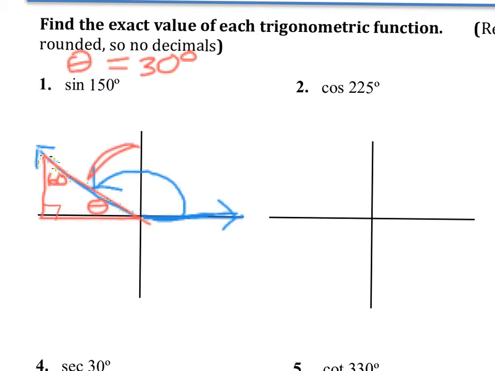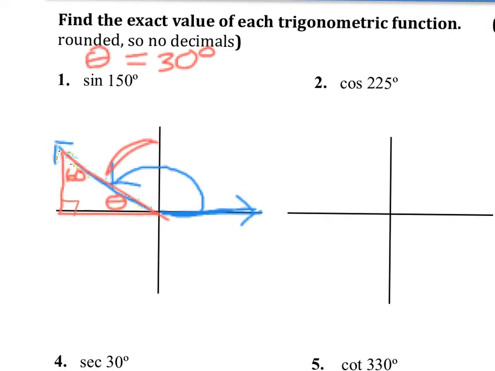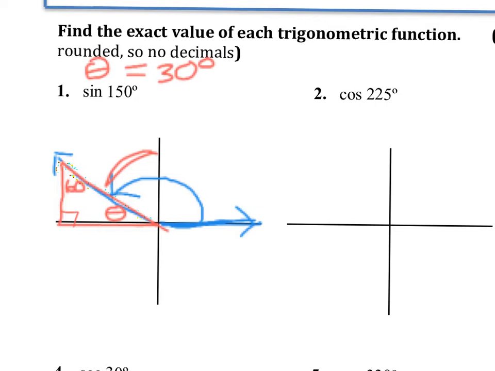So let's label the sides. Across from the 30-degree angle is 1. Across from the 60, that's the rad 3, and the hypotenuse is 2. They want to know the sine of 150. So let's remember what quadrant we're in, A, S, T, C. So sine is going to be positive, and then from theta we have to do opposite over hypotenuse. So the answer is 1/2.